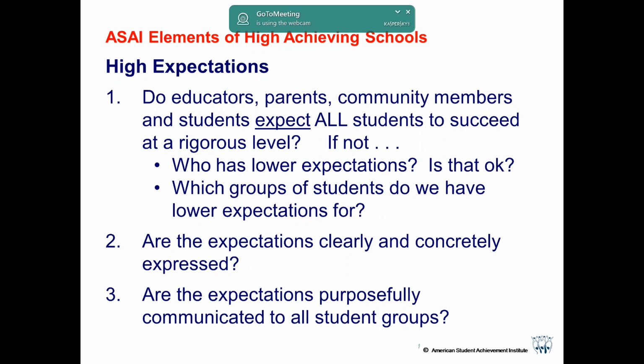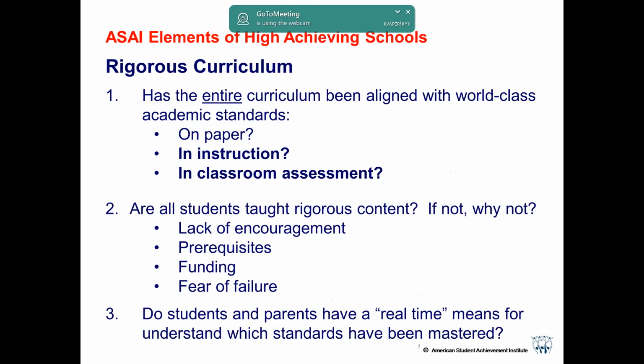Are people's expectations clearly and concretely expressed? A lot of times we have high expectations, but we don't do a good job at communicating those to students. And then the third one is, are our expectations purposefully communicated? There's a plan in place so that we are saying to every single student, here's the expectation that I have of you. So as we look at your high expectations root cause data, you'll be able to gain some awareness of how you might answer those questions.